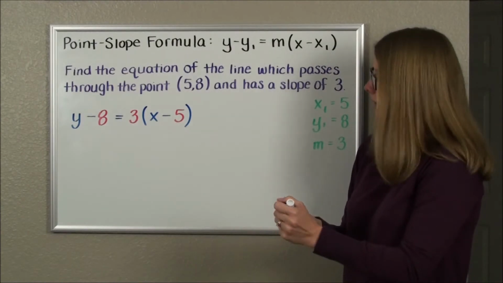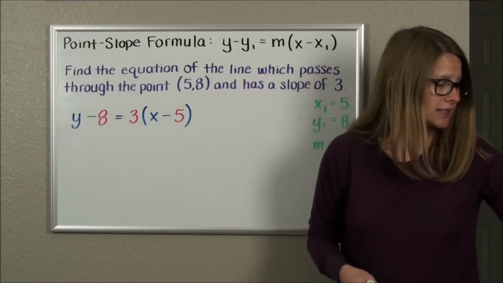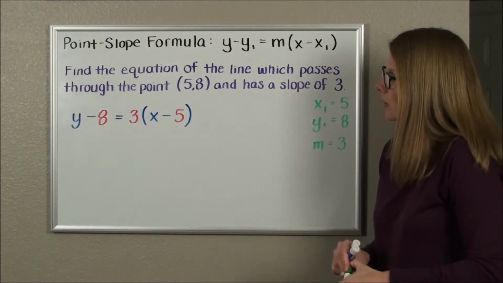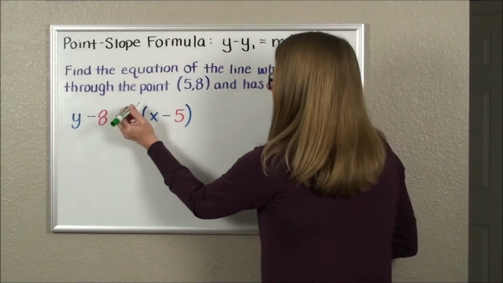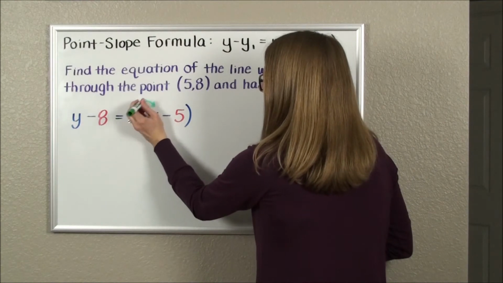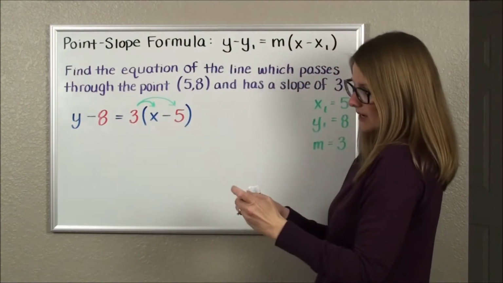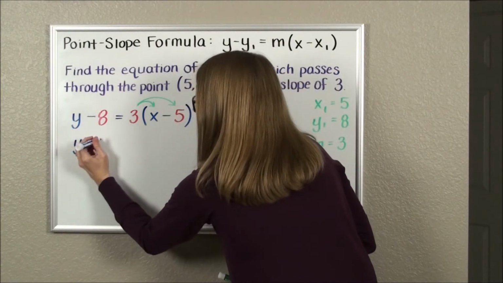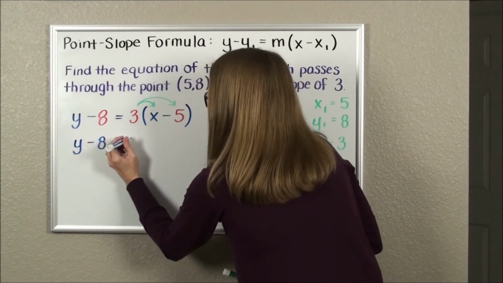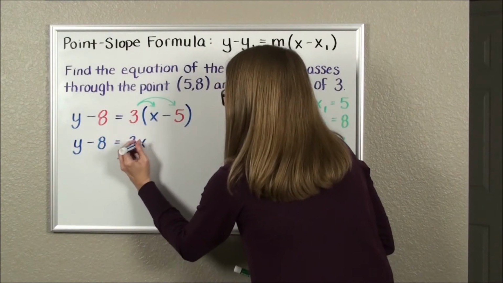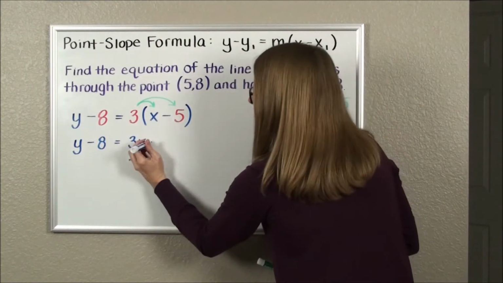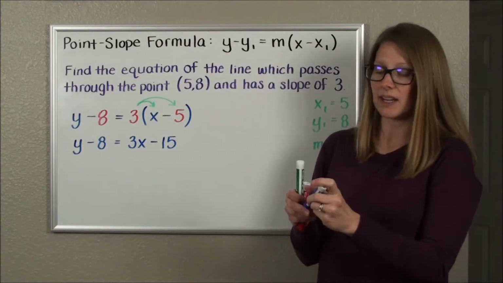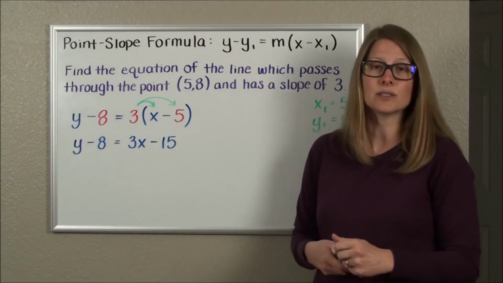And so now I have a linear equation. It's now just going to be a matter of cleaning it up and making it look a little nicer. What I see on the right side is that there are parentheses trapping my information. Let's go ahead and remove those parentheses now. So on the left we have y minus 8. On the right we have 3 times x, which is 3x. We have 3 times negative 5, which is negative 15, and it looks like we're well on our way to getting the slope-intercept form, which is a nice form of the equation.